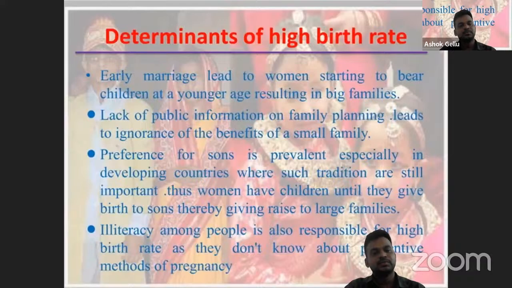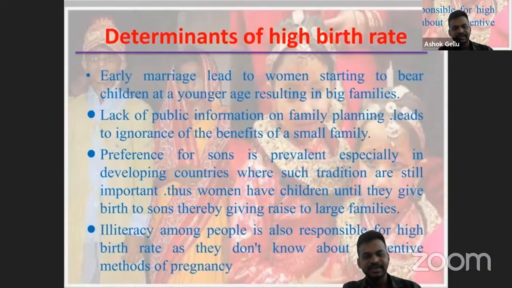Early marriage leads to women starting to bear children at a younger age, resulting in a big family. Lack of public information on family planning; there is no awareness about family planning, especially in rural areas. This leads to ignorance of the benefits of a small family. Ignorance is the main factor in the high birth rate.